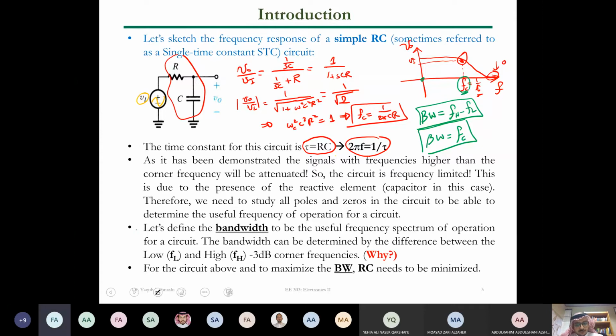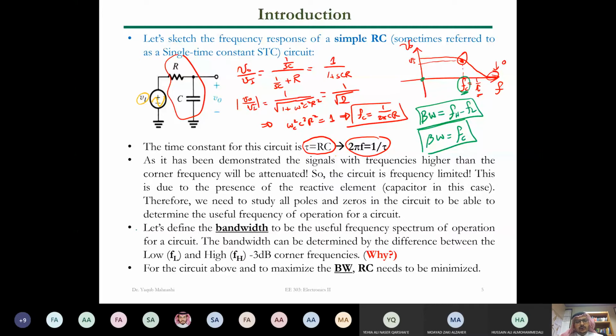Did it become clear? Doctor, this is the drawing of the low pass filter. It is a low pass filter. Exactly. It is a low pass filter, and if you exchange the R with C, it becomes a high pass filter. Okay?